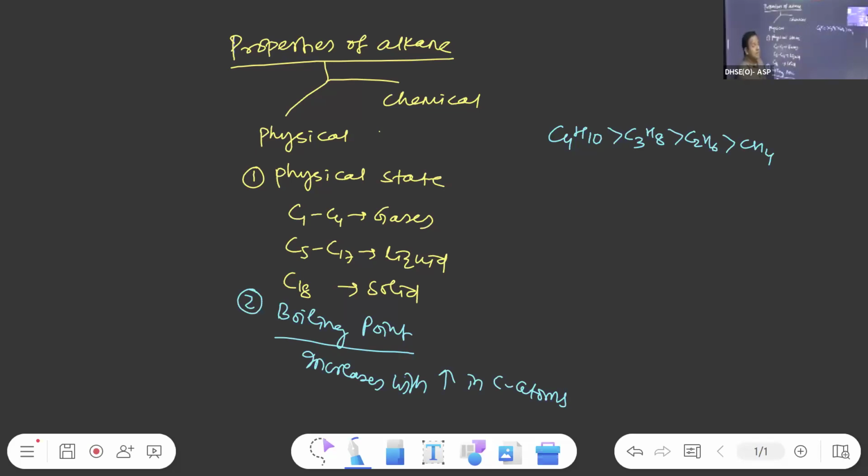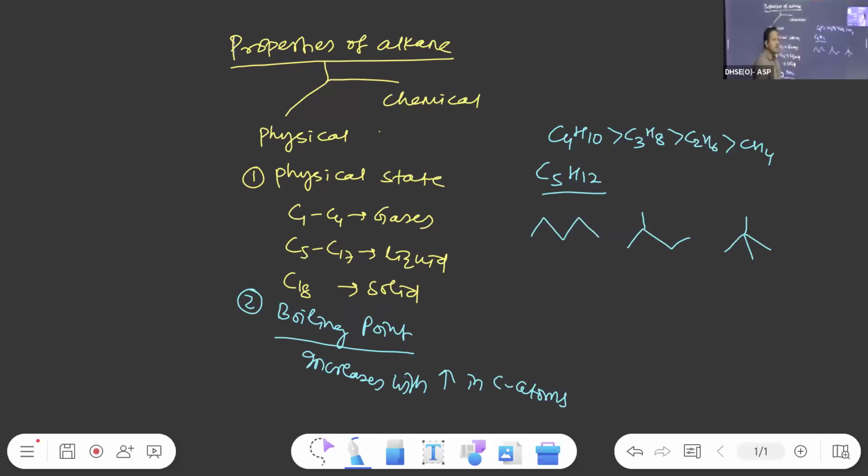Next, for compounds with the same molecular mass, which we call isomers, what about the boiling point? One of the most commonly used examples is C5H12, pentane. We can write pentane in different forms: normal pentane, isopentane, neopentane. Here the molecular masses are the same, since isomers have the same molecular formula.